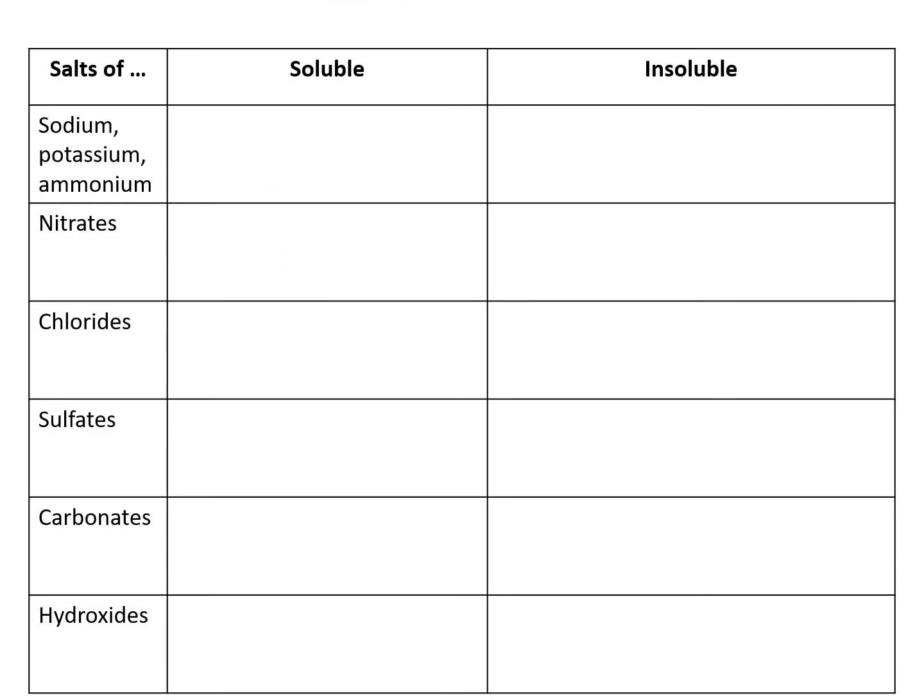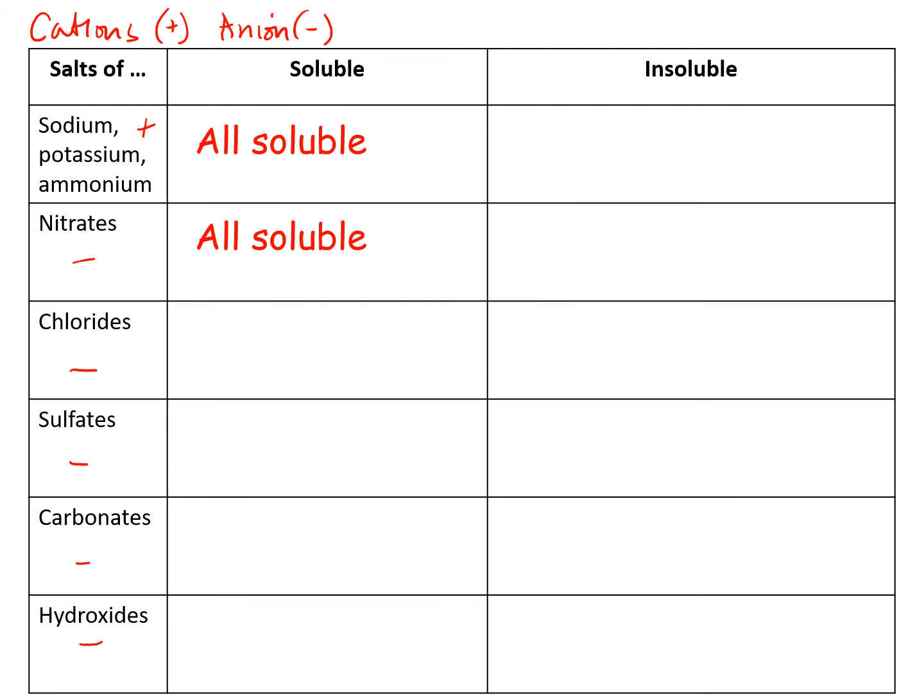So we can write our solubility rules into a table. As you can remember from our previous topics, salts are made up from cations, which are positively charged, and anions, which are negatively charged. Most of these are actually negatively charged, but these are positively charged. So sodium, potassium, and ammonium, all salts of these, can you remember, are they soluble or insoluble? They're actually all soluble. So nitrates, again, can you remember? They're all soluble.